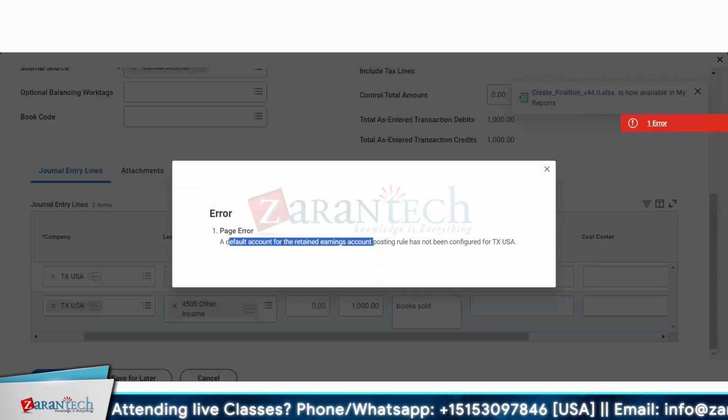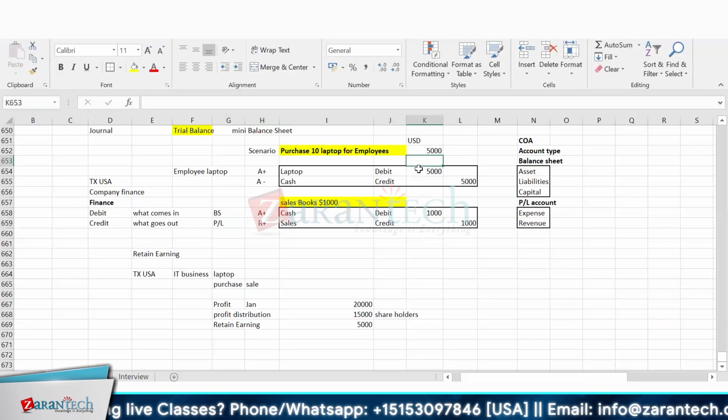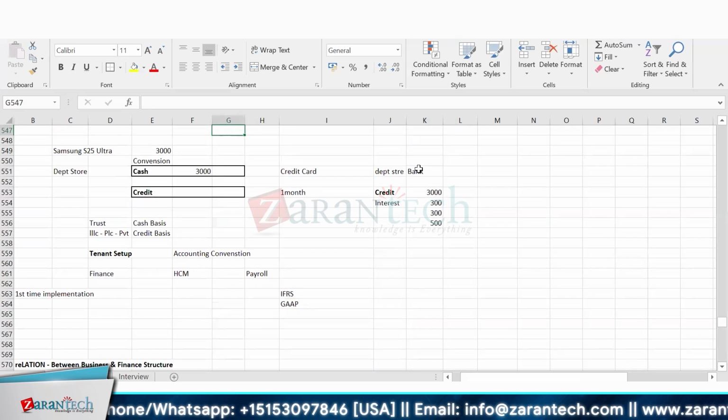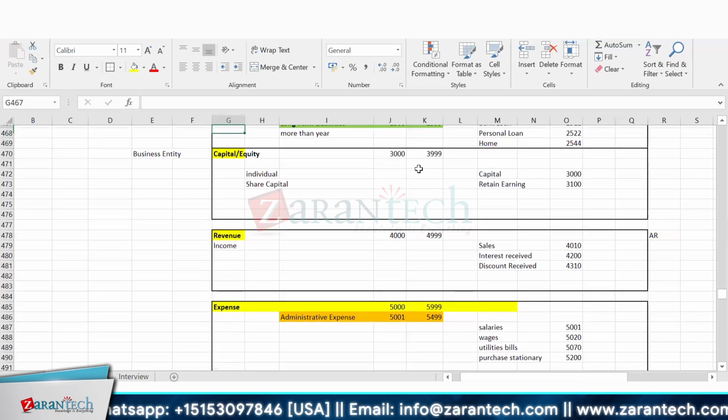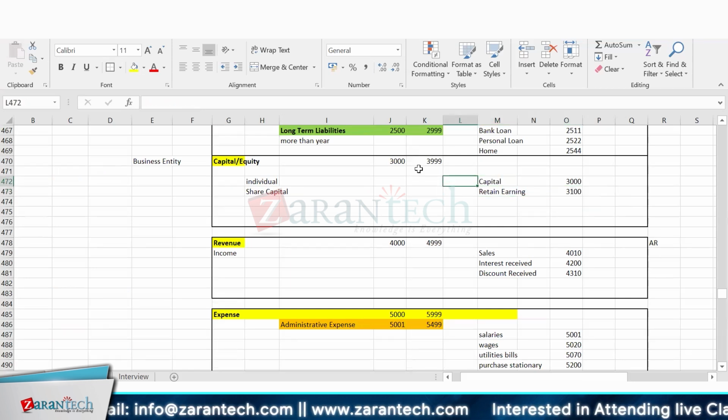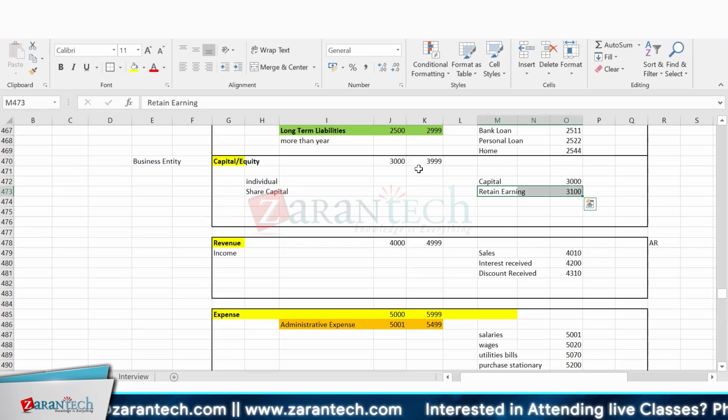If you look at my previous video, when we defined the balance sheet chart of accounts, if I go back to the top, here I have mentioned retained earning. If you remember, I categorically mentioned capital with retained earning. Why is it so? This is also part of your capital. And it is mandatory for every company that the retained earning account should be set up when they design their chart of accounts. That's why the system shows this error at this moment.